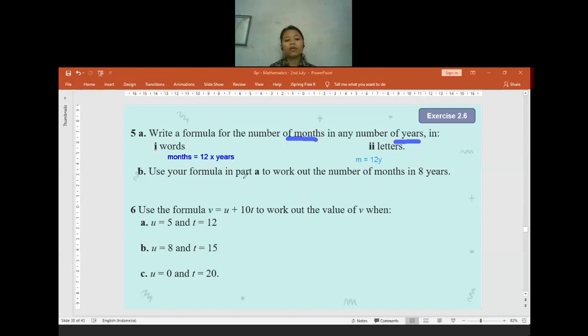Okay. For question B, use the formula in part A to work out the number of months in 8 years. So how do we find the number of months in 8 years? How do we find it? The month will be equal to how many? 8 years. So we have the value of Y or the value of M.